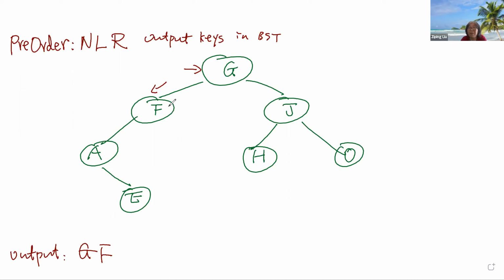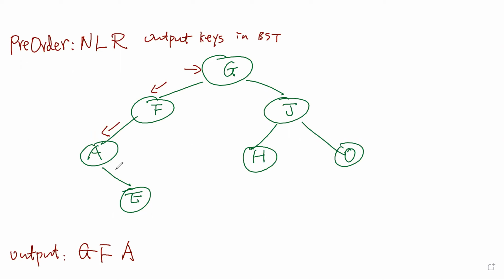Because it's a node, you got to the node, so you need to output immediately. And then what? You go to left or go to right? Go to left. Then we see A. What should we do? We visit or we output A? Output A. Yeah, very good. After I output A, what should I do? Should I backtrack or should I move on?